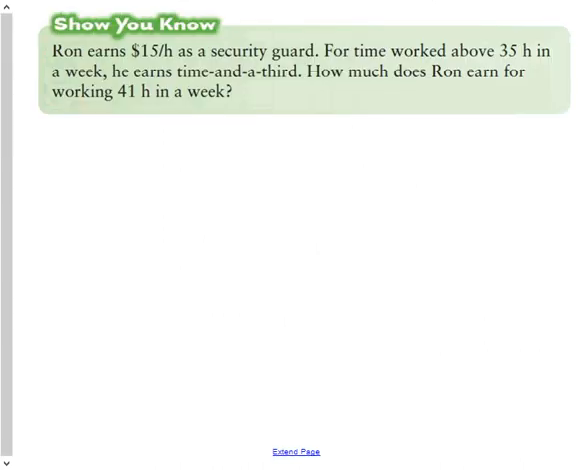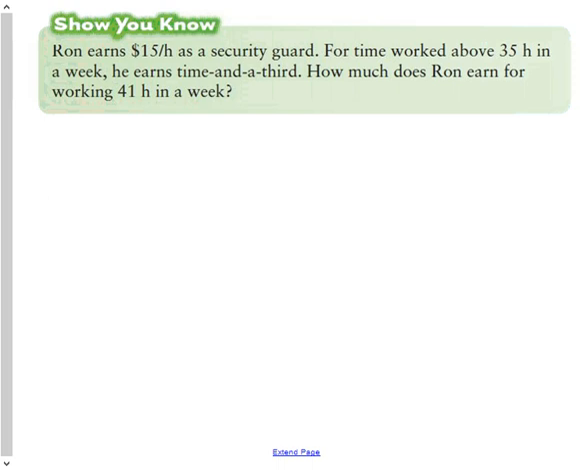Now the second one, it says Ron earns $15 an hour as a security guard. For all the time he works above 35 hours a week, he earns a time and a third, which means he not only gets his $15, but he gets a third more an hour. So how much does Ron earn for working 41 hours? So this is really an interesting BeDMAS question.